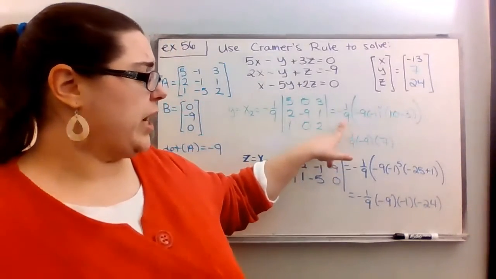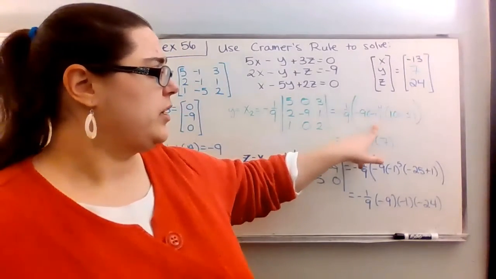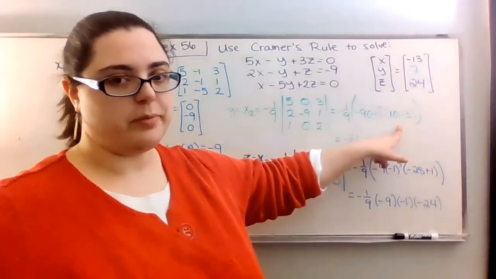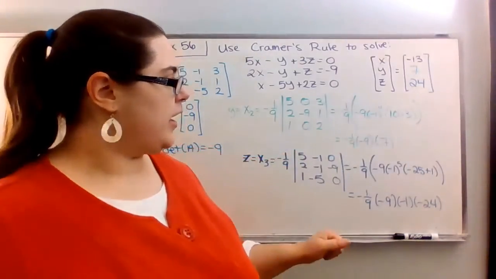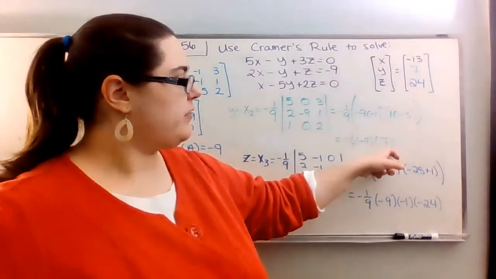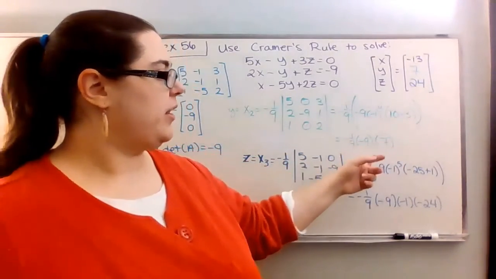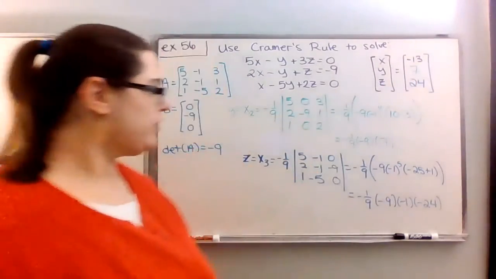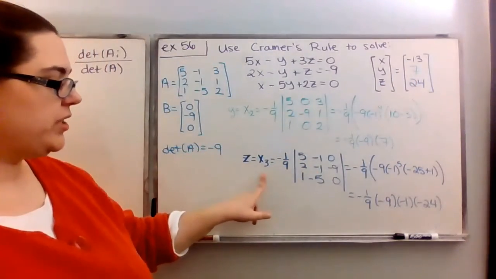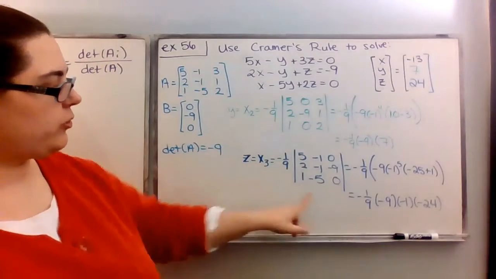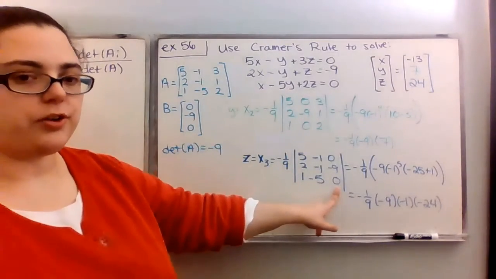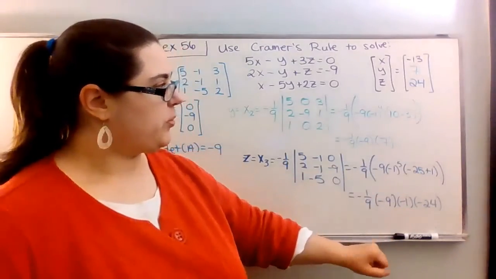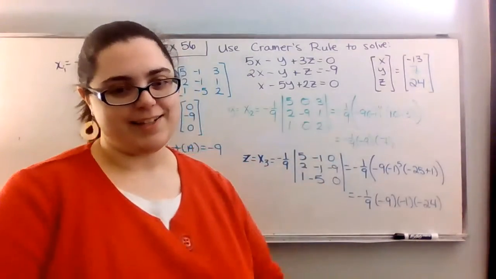This says negative 1/9 times negative 9 times negative 1 to the 4th times 10 minus 3. Those are the determinant values I found. And then 10 minus 3 gave me 7, and when I multiplied it all out, I ended up with just 7 in the end. For z, that was x3, so I did the same process, except now I replaced column 3 with 0, negative 9, 0, worked through it, and ended up with a positive 24 in the end.